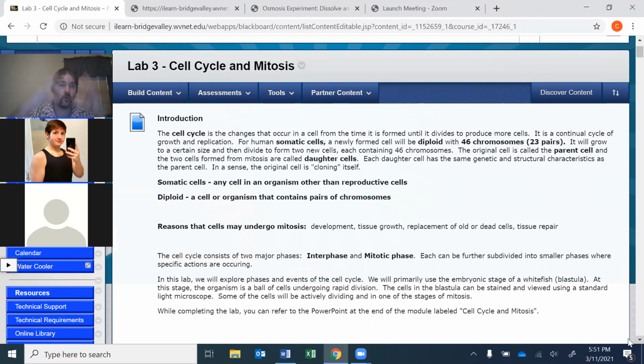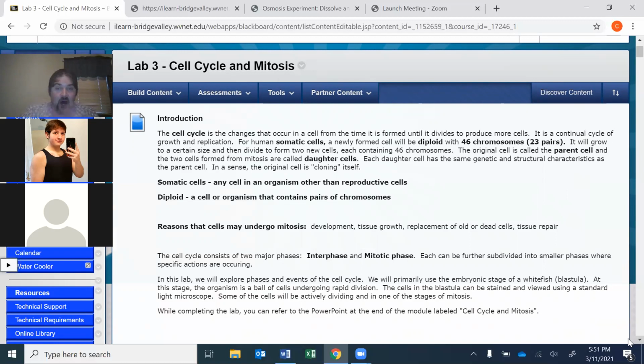So cells reach a point of maximum size where instead of growing more, that cell will just divide into two smaller cells, and then those will grow to a certain point, and it just keeps on going and going and going.